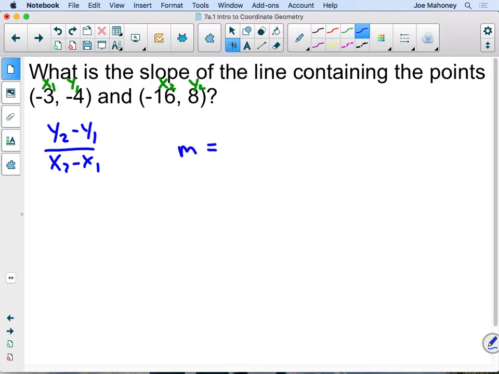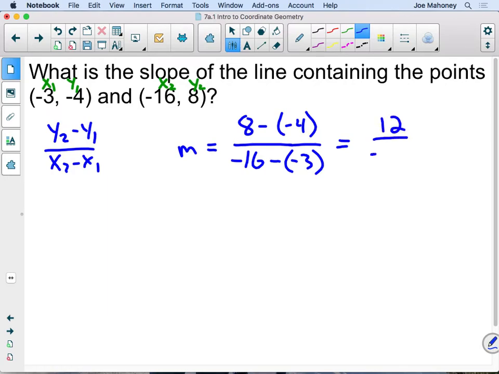How fascinating. So let's see, we're going to do 8 minus negative 4 for change in y. Change in x is going to be negative 16 minus negative 3. So on top, we get positive 12. On bottom, we get negative 13. We can also write that slope by putting the negative 12 on top and the 13 on the bottom. That's okay.